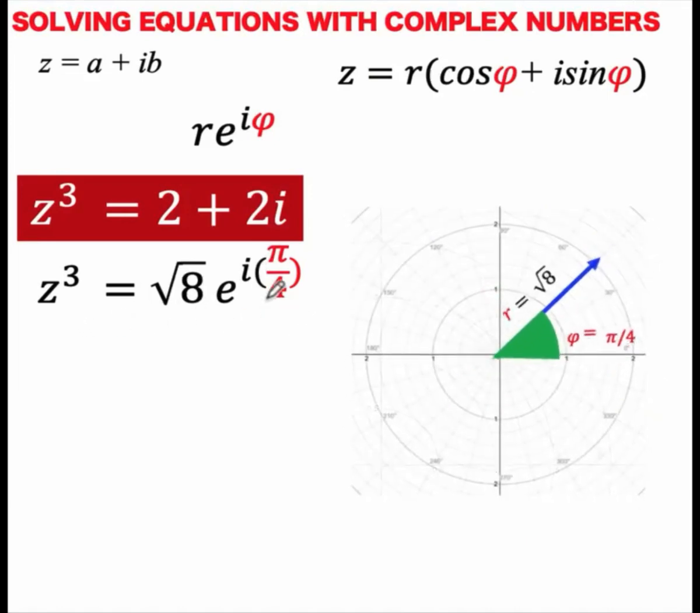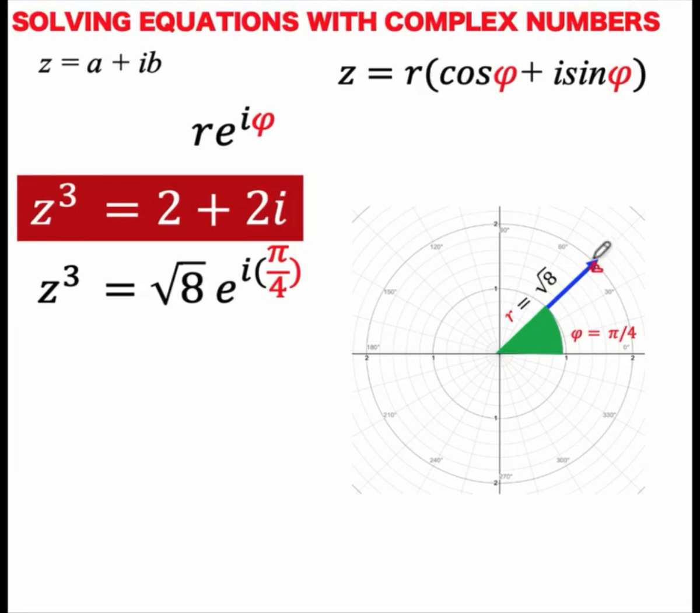Now, notice that if I have this polar coordinate system, this point, which has a radius of square root of 8 and an angle of pi over 4, can also be arrived at if I rotate around the circle an additional 360 degrees or 2 pi, and if I keep rotating around the circle for an additional 2 pi.